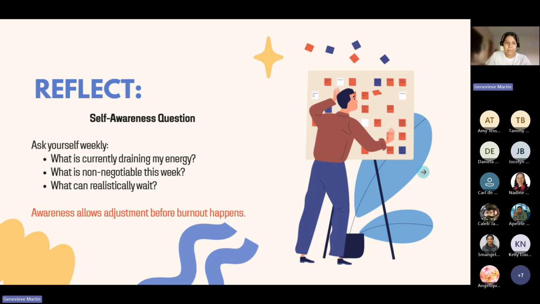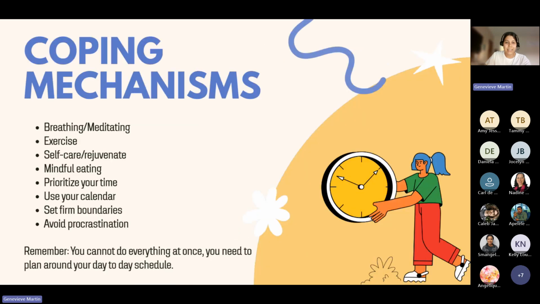Okay, so coping mechanisms, and I'm going to ask you what you also do, but these are a few. Breathing or meditating. I always say this, but I really struggled with meditating because my brain just won't go quiet. But then I started to listen to music, and that calming music really helped me actually go quiet. It eased my mind.